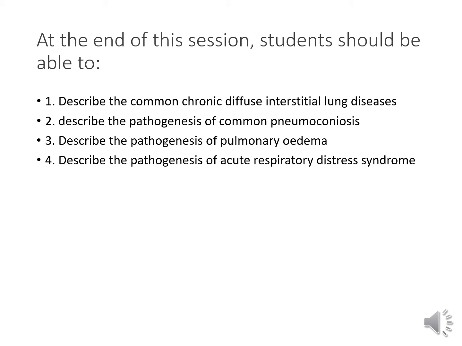At the end of this session, students should be able to describe the common chronic diffuse interstitial lung diseases, describe the pathogenesis of common pneumoconiosis, describe the pathogenesis of pulmonary edema, and describe the pathogenesis of acute respiratory distress syndrome.